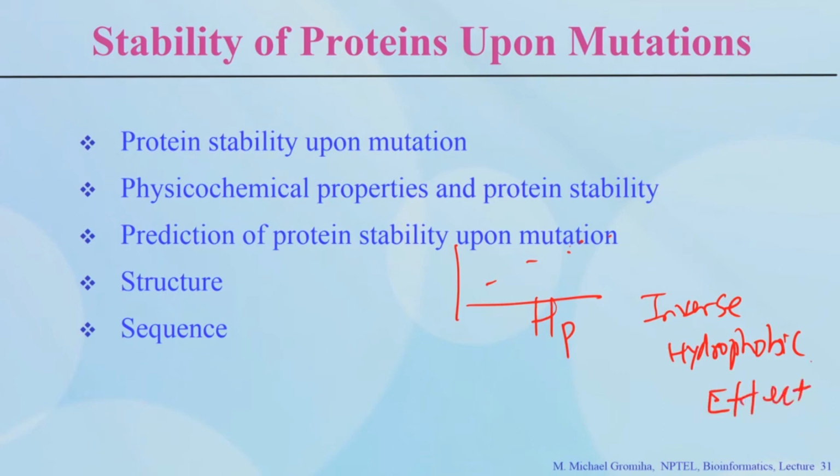So, an increase in hydrophobicity decreases stability, right, if we get this type of pattern. Mainly the exposed mutations in the coil region. If we increase the hydrophobicity, that decreases stability. This is the inverse hydrophobic effect. So, this is delta G and this is hydrophobicity, right.